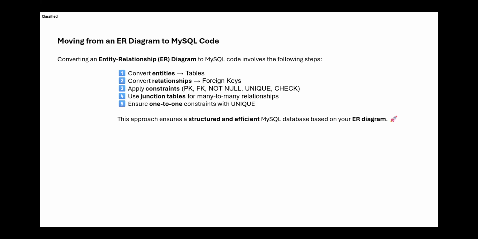Then you convert the relationship. So then you put out primary key, foreign keys, so that you can link the tables. Okay. Then you can apply the constraints. Okay. And then you make junction tables for many-to-many relationships and ensure one-to-many constraints with unique. Okay. So these are 5 things.